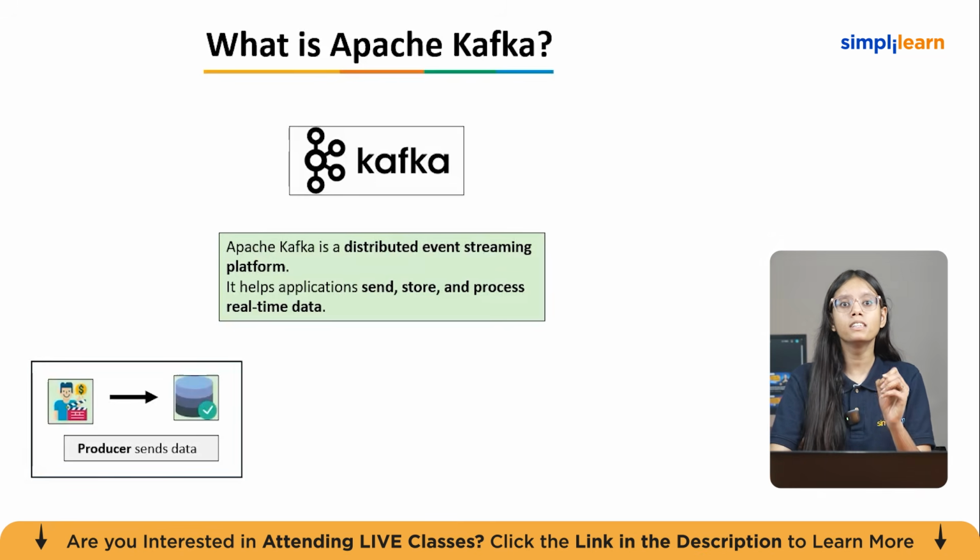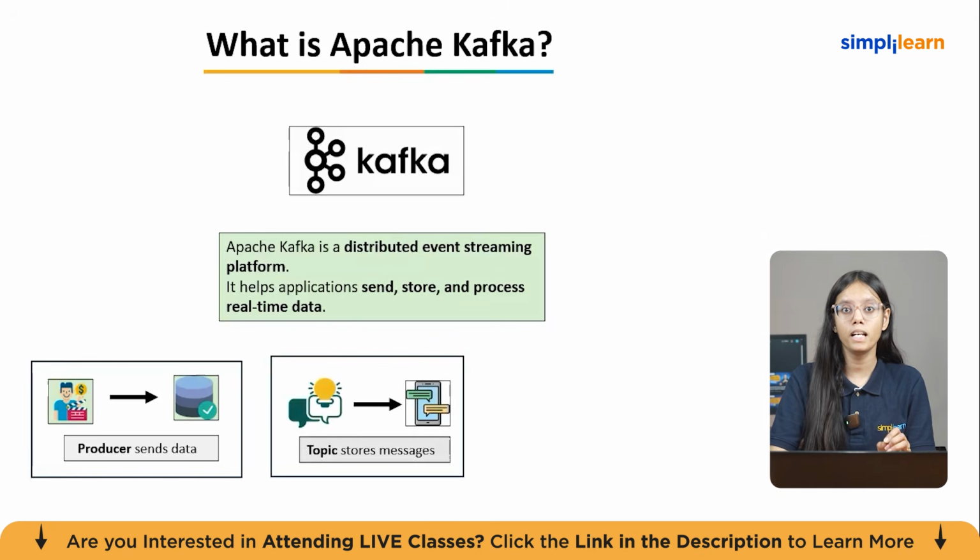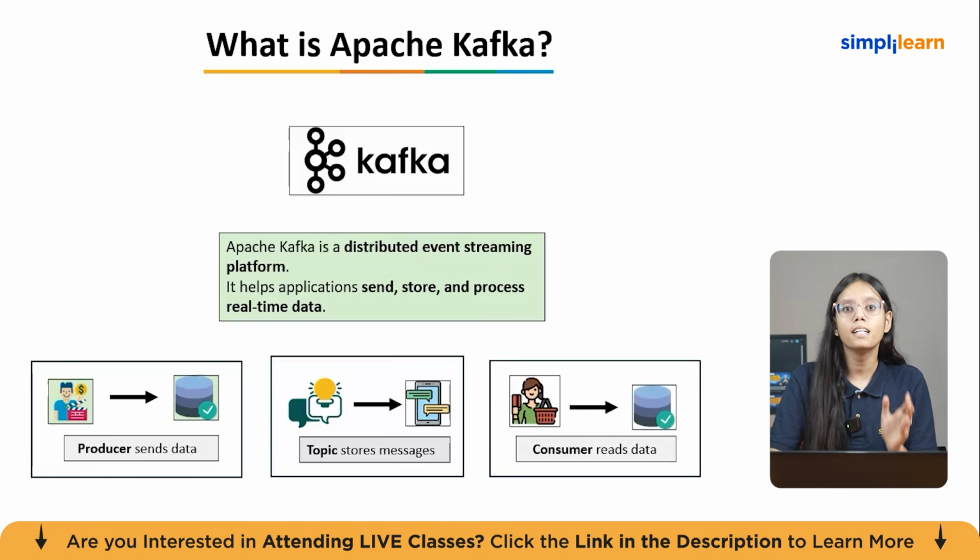The application sending the data is called a producer. The application reading the data is called a consumer. And the place where Kafka stores messages is called a topic. In simple words, Kafka is a middle layer that helps different applications exchange real-time data without directly depending upon each other. The data sent to Kafka is usually called an event.